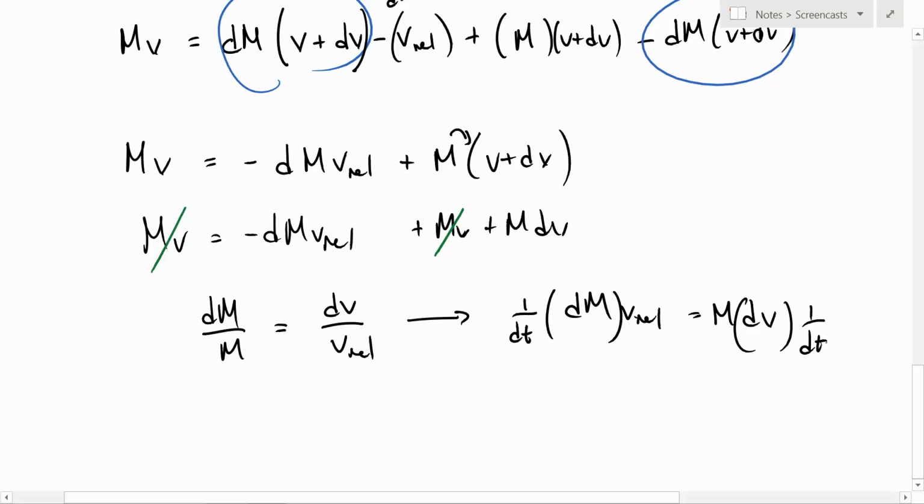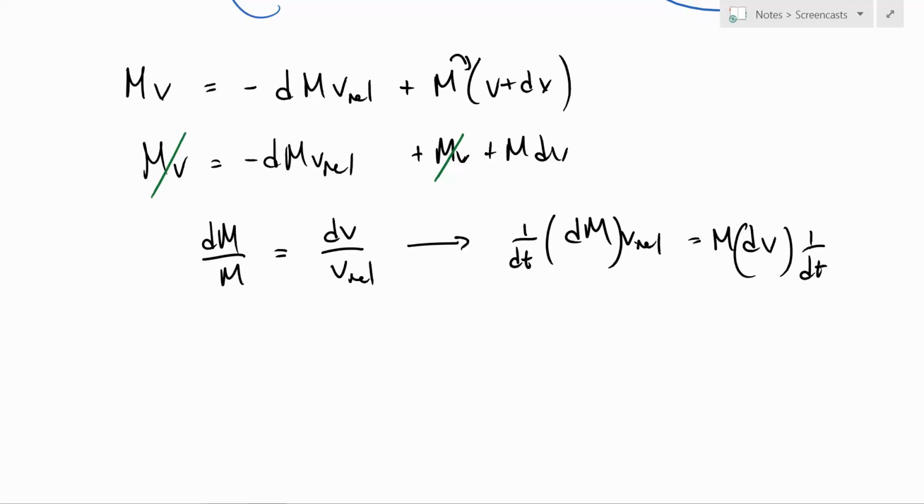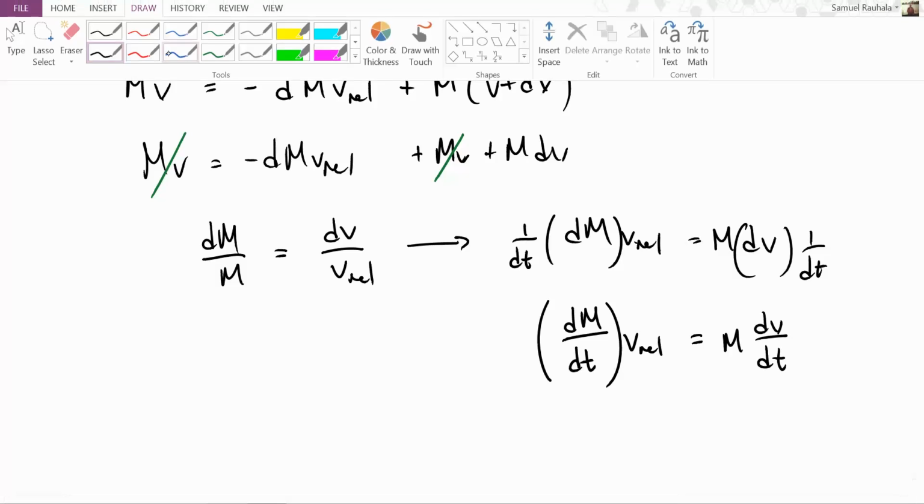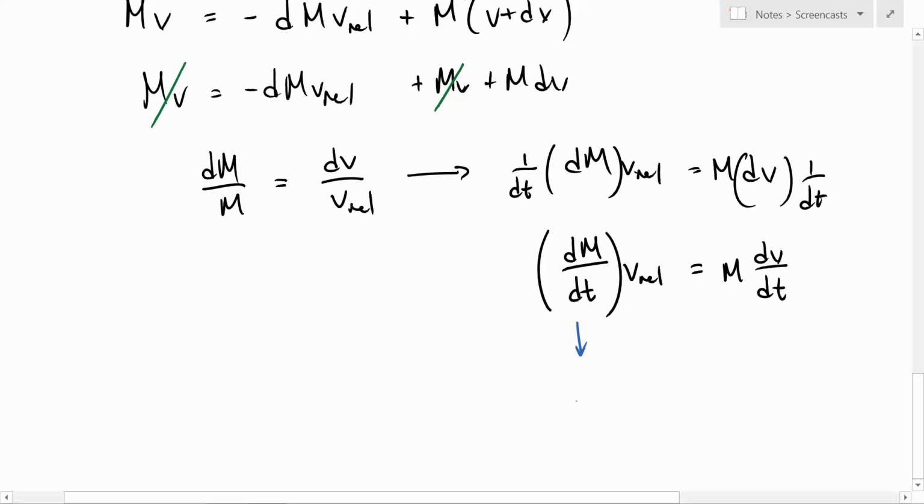And you know, that's kind of possible, sort of. I mean, it's basically turning these into time rates. And we'll just go with it. So we have dm by dt v rel equal to m dv dt. And so this dm dt, your book says, is basically R, which is the rate of mass loss.